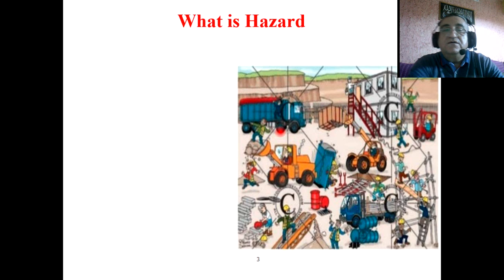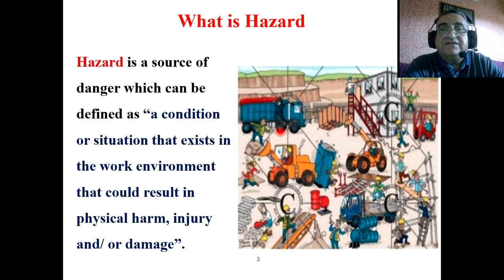So, first, what is a hazard? Let us define hazard. A hazard is a source of danger which can be defined as a condition or situation that exists in the work environment that could result in physical harm, injury, or damage.